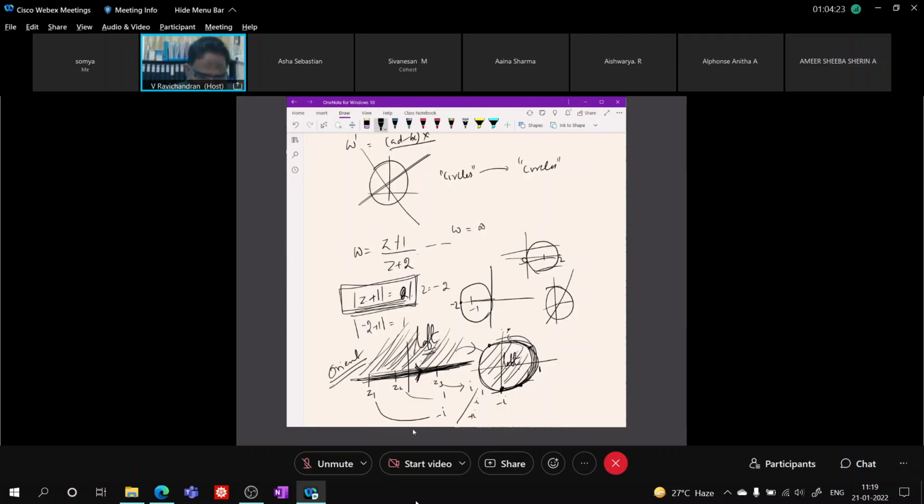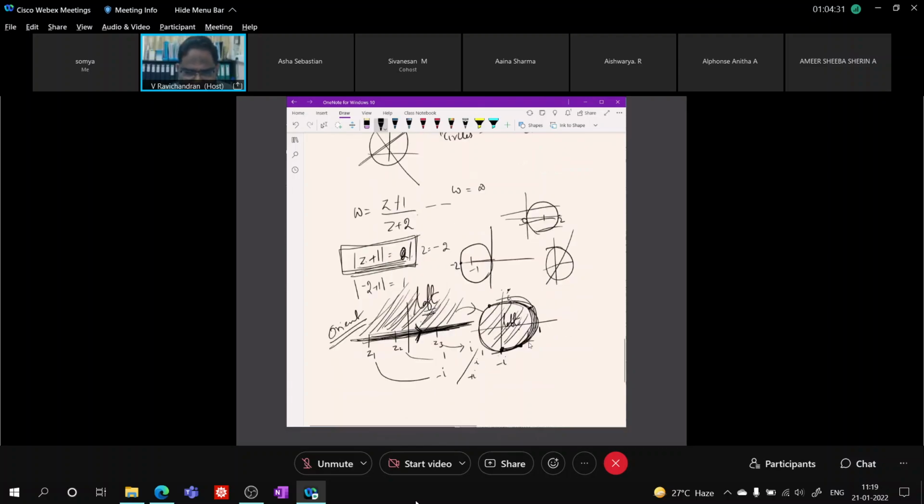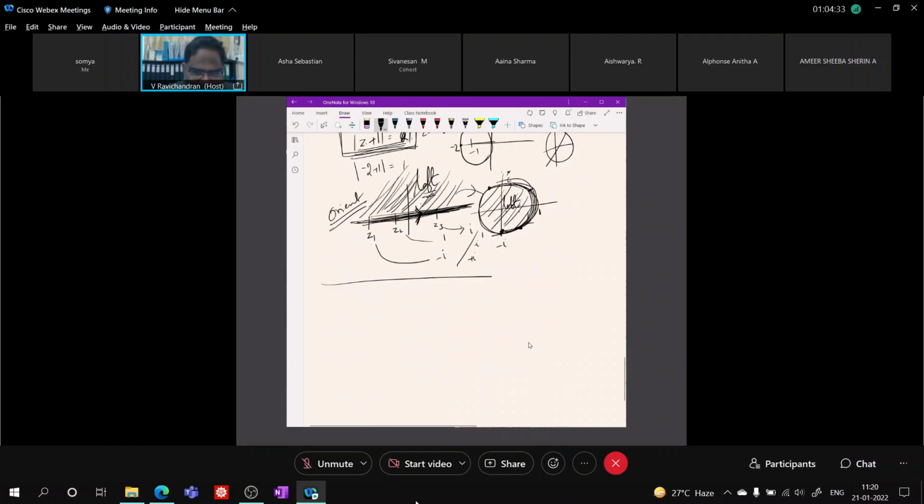Though I have not seen any question in the CSIR exam using this Mobius transform, maybe in the GATE they might have asked something. But let us go ahead and quickly tell something about some other interesting theorem. I'm not going to review everything. For example, if f is analytic in a region G in the complex plane, and if gamma is a closed curve and so on, then the integral over gamma of f dz will be 0.